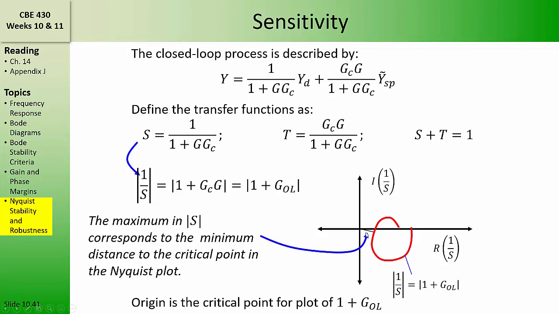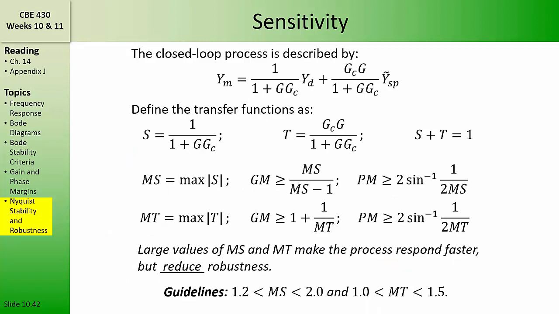And the minimum in the absolute value of 1 over S is the minimum distance that the Nyquist plot makes from its critical point. And of course, that minimum corresponds to a maximum in the reciprocal, or a maximum in the absolute value of the sensitivity function. We call the maximum in the absolute value of the sensitivity function Ms, and the maximum in the absolute value of the complementary sensitivity function Mt.